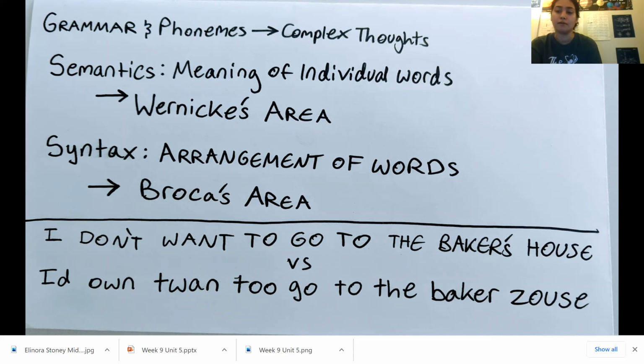So anyway, semantics is the meaning of individual words, while syntax is the arrangement of those words according to rules. Semantic processing occurs in a part of the brain called Wernicke's area, while syntactic processing occurs in a part of the brain called Broca's area. By stringing phonemes into words and words into sentences according to syntactic rules, there can be infinite grammatically correct sentences.